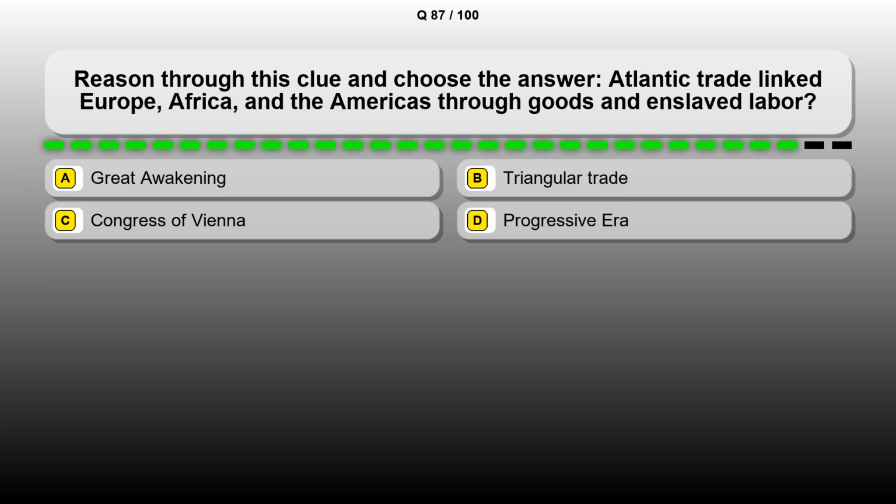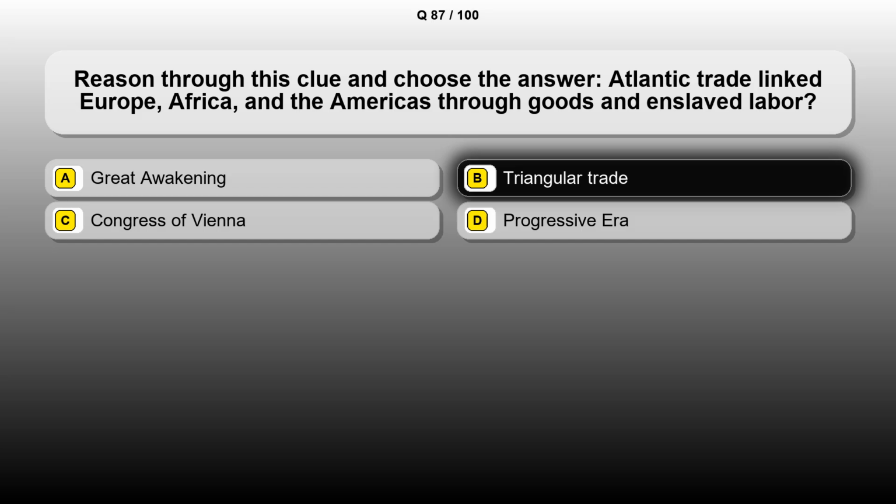Question 87. Reason through this clue and choose the answer. Atlantic trade linked Europe, Africa, and the Americas through goods and enslaved labor. Option A, Great Awakening. Option B, Triangular Trade. Option C, Congress of Vienna. Option D, Progressive Era.